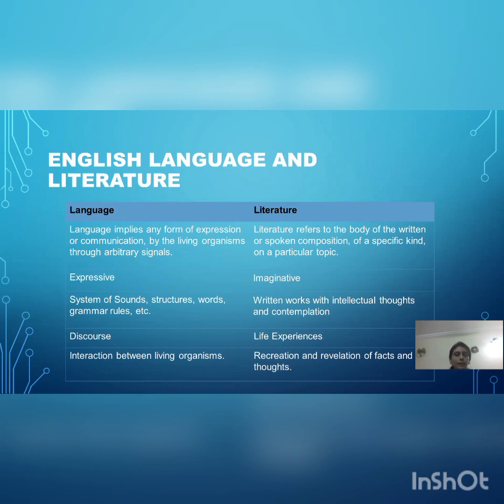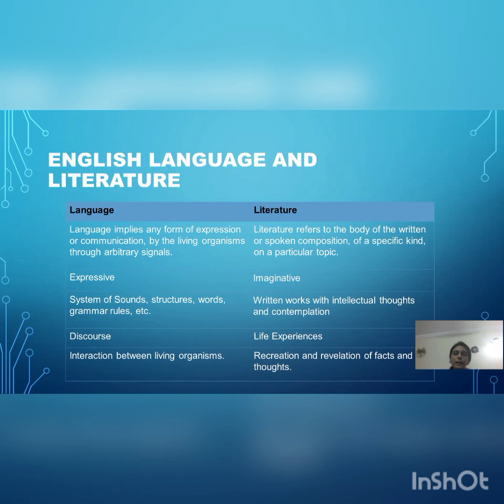So language is always expressive. You are going to express your ideas, your feelings, your thoughts, whereas literature is imaginative. You always imagine about a certain incident, about a certain topic, and then you develop your ideas through your creativity, your imagination, and then you write down or communicate by speaking. That becomes the part of literature. Language is a system of sounds, structures, words, and grammatical rules.